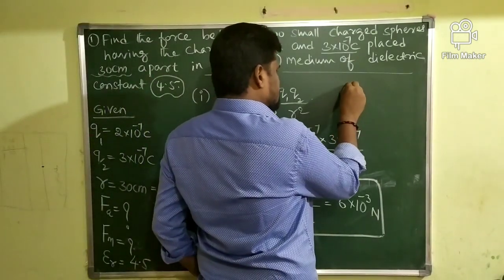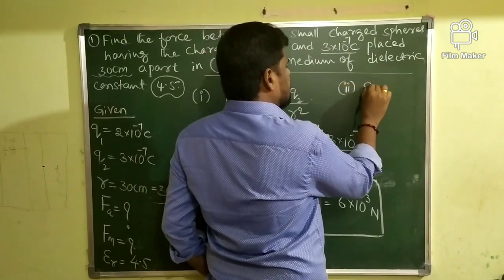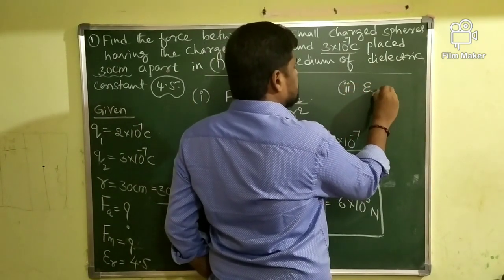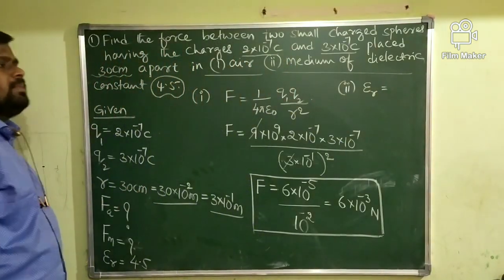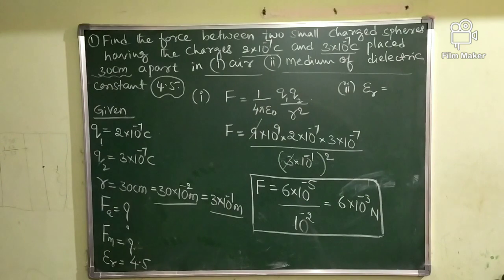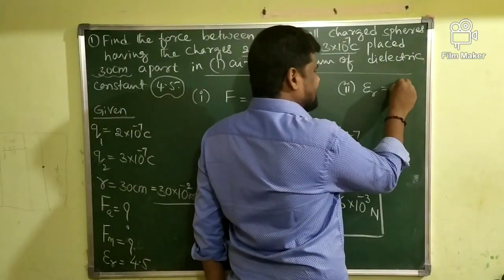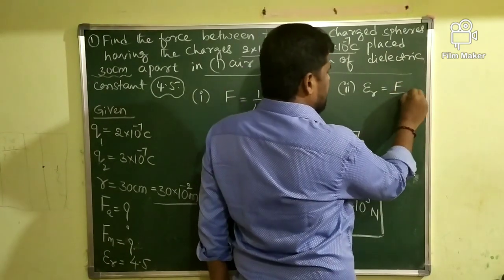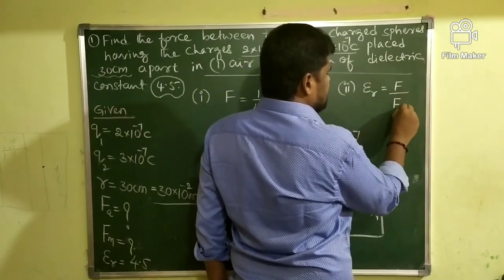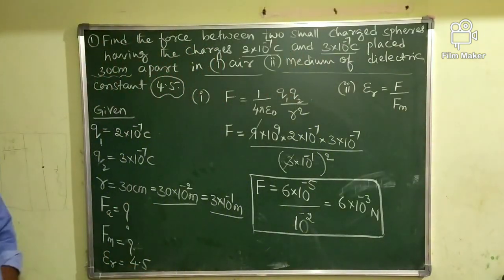So we have the relation. Recall the relation. Epsilon r, the dielectric constant of a medium or relative permittivity of a medium, is given by force between the two charges in air or vacuum divided by force between the two charges in medium. Force between the two charges in air, force between the two charges in medium.